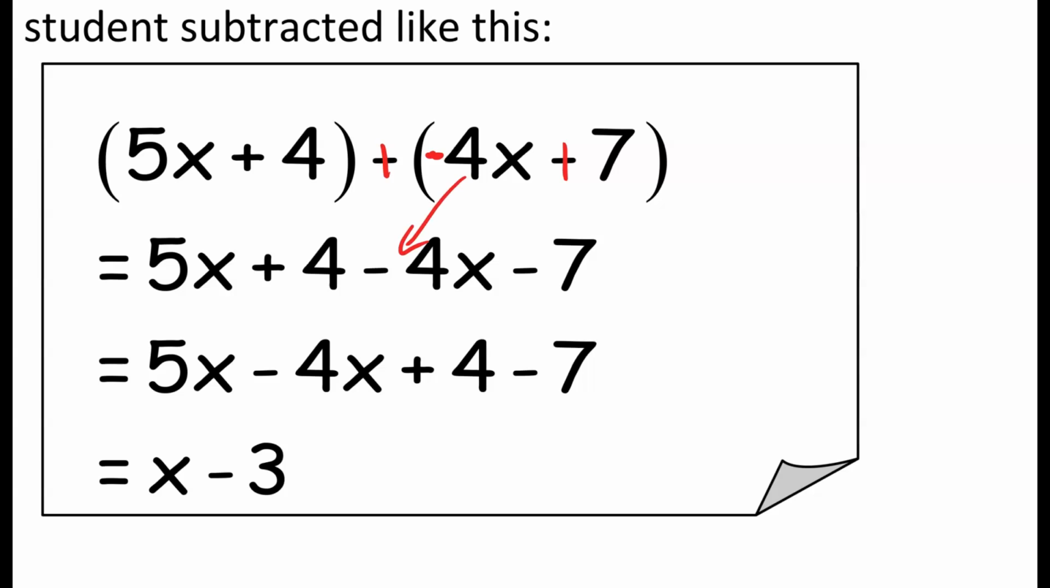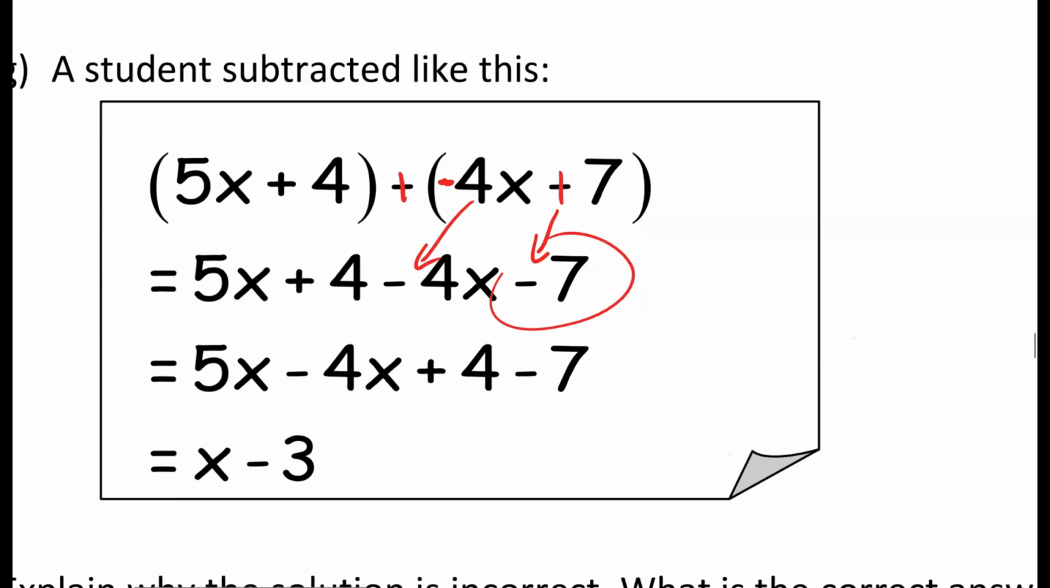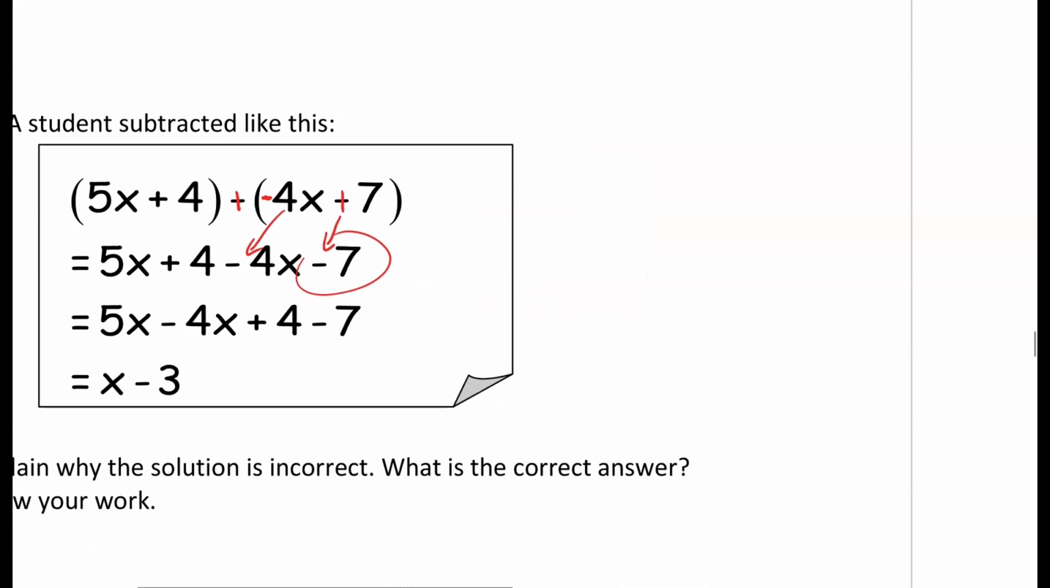This negative came down, so that's good, but this plus did not come down. So this is where our mistake is going to be. I'm going to do this work on the right here so that I have 5x plus 4, and then I have negative 4x plus 7, which should have been the correct work that they would have done. Then you could do this either left to right or vertically.